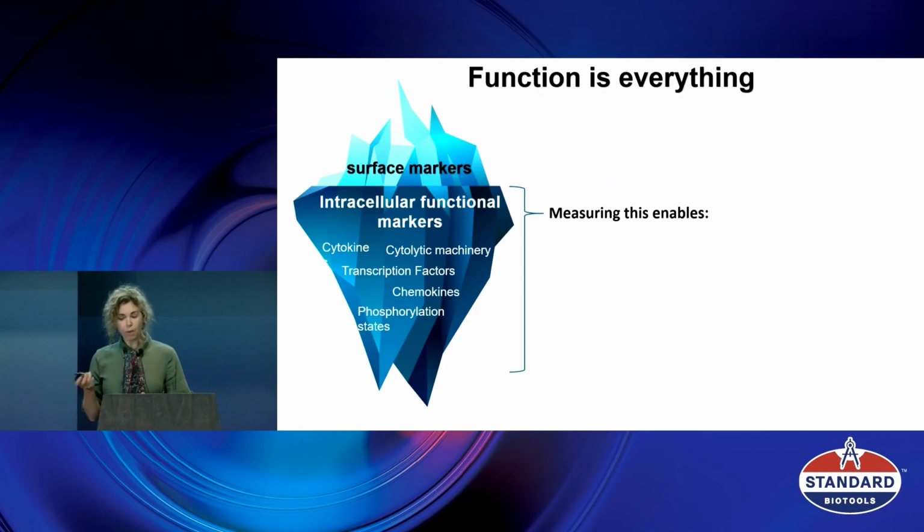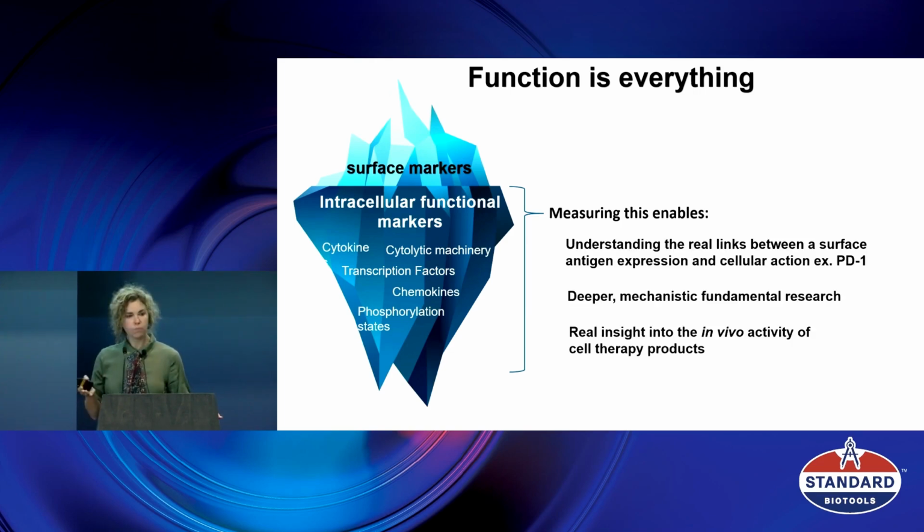So if we look at the surface markers, the classic phenotyping concept of surface markers, it's only the tip of the iceberg, and the actual function can only be defined if we look at what's happening inside the cell. So the intracellular functional markers, the metabolic programs, the transcription factors, the signal transduction and phospho cascades. For mechanistic research, it is crucial to have this defined.